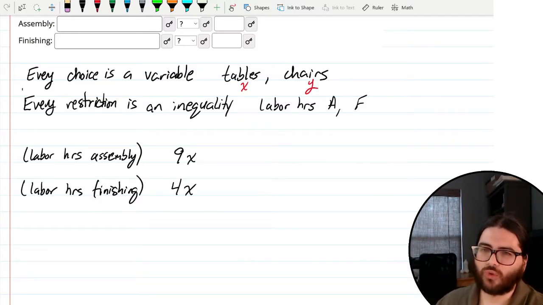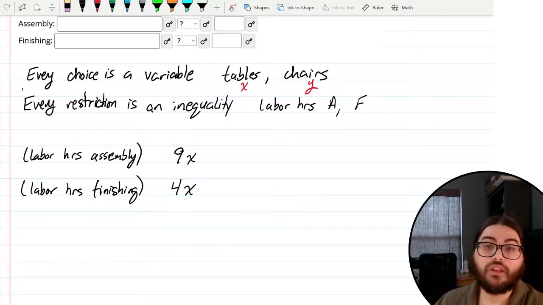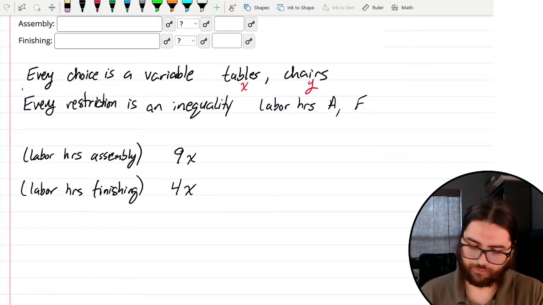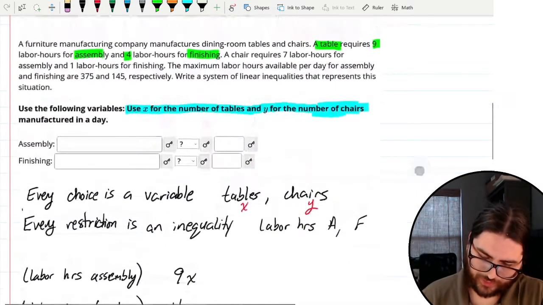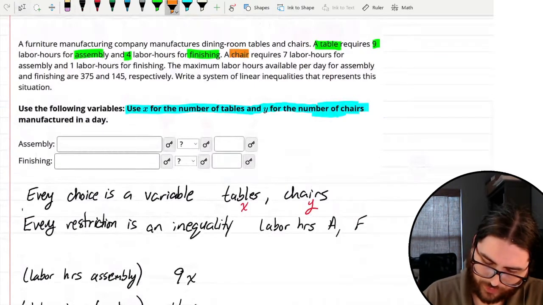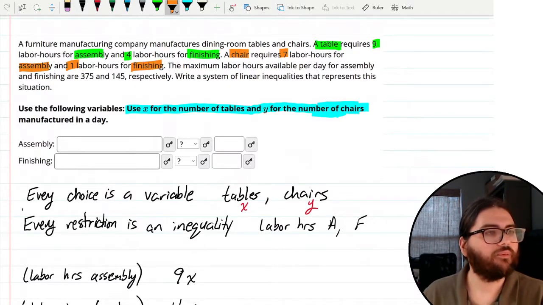I could have a restriction like that. The total number of labor hours you have is blank. That might be a different problem, but it's not this problem. So I'm keeping those things separate. Let me look at chairs. Chairs require 7 hours for assembly, 1 hour for finishing.